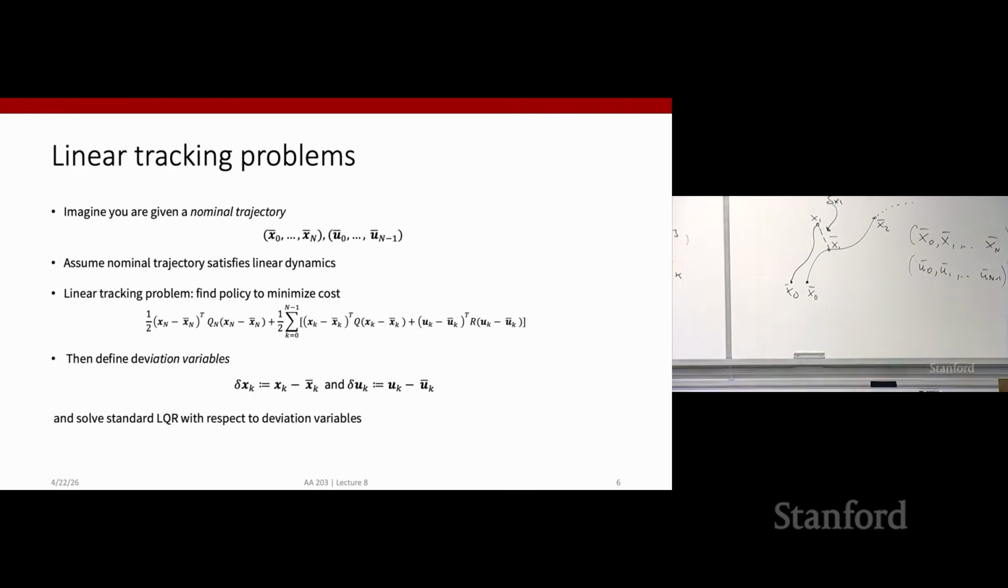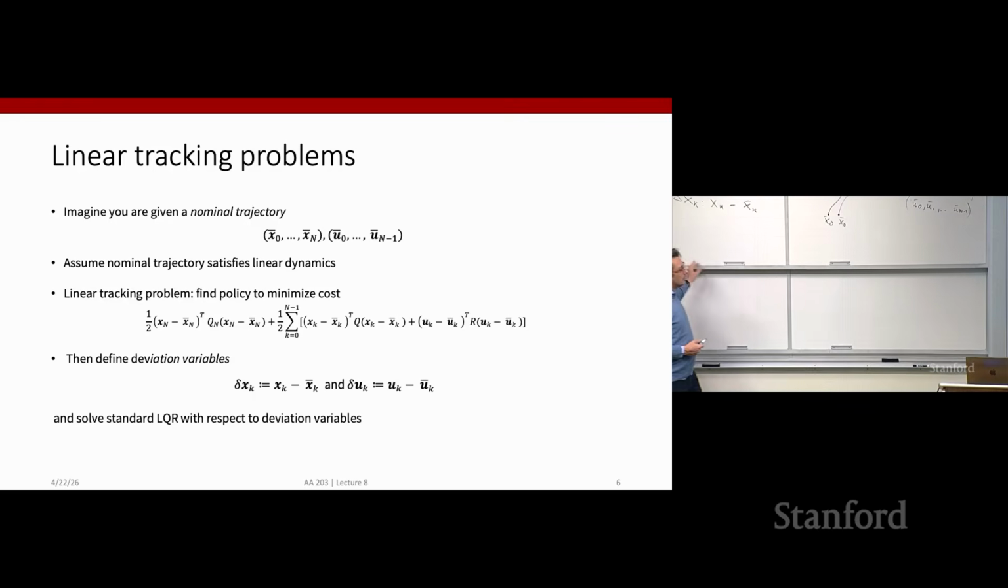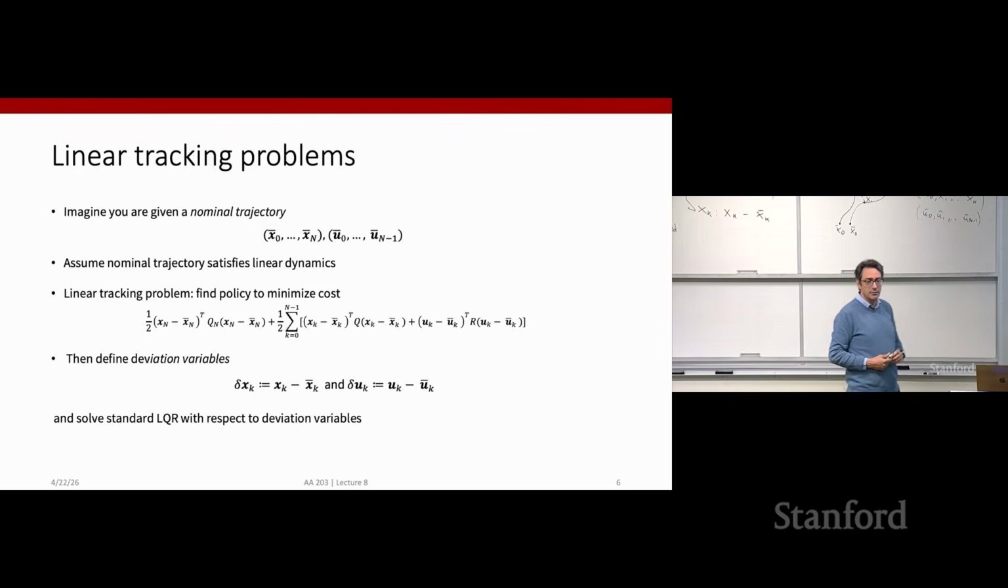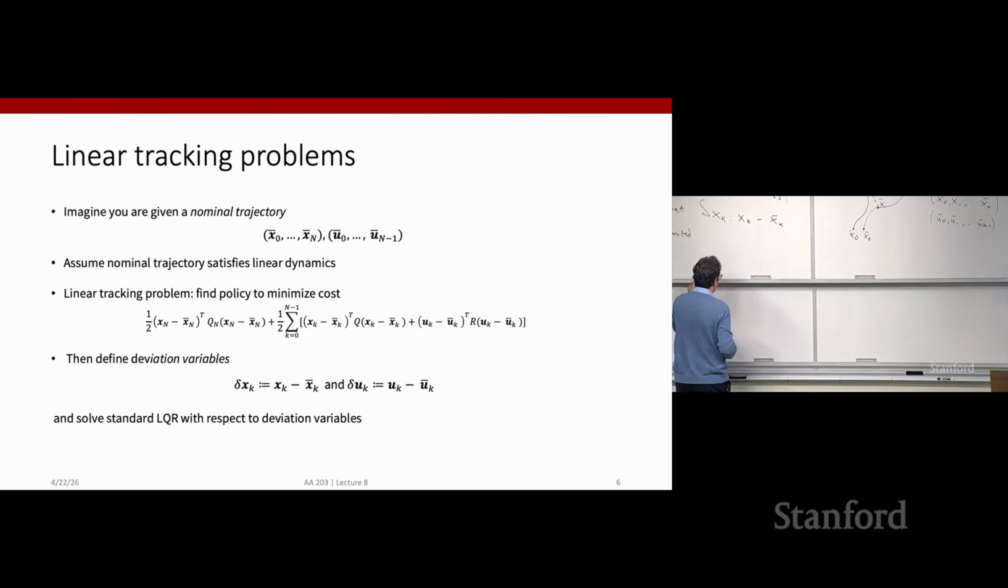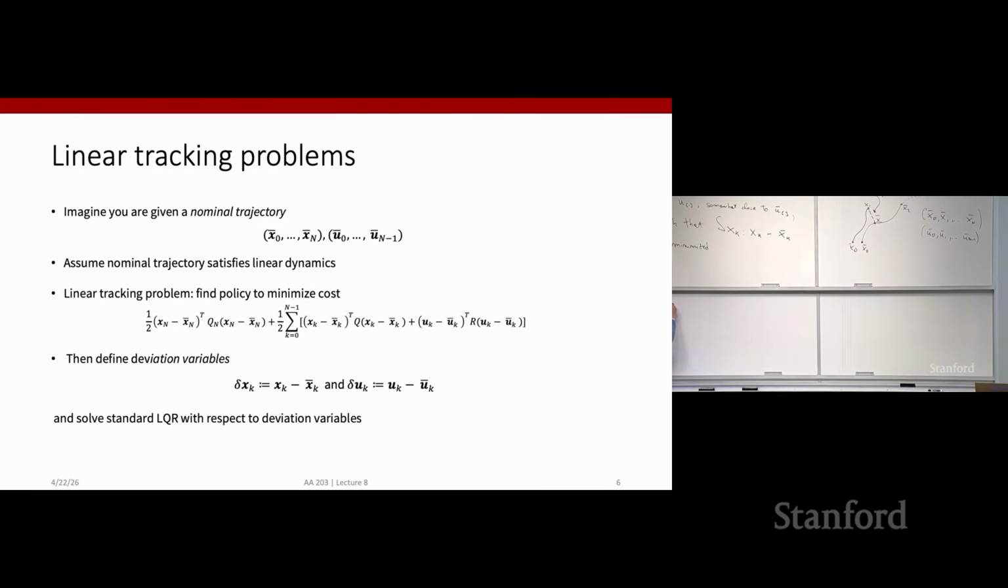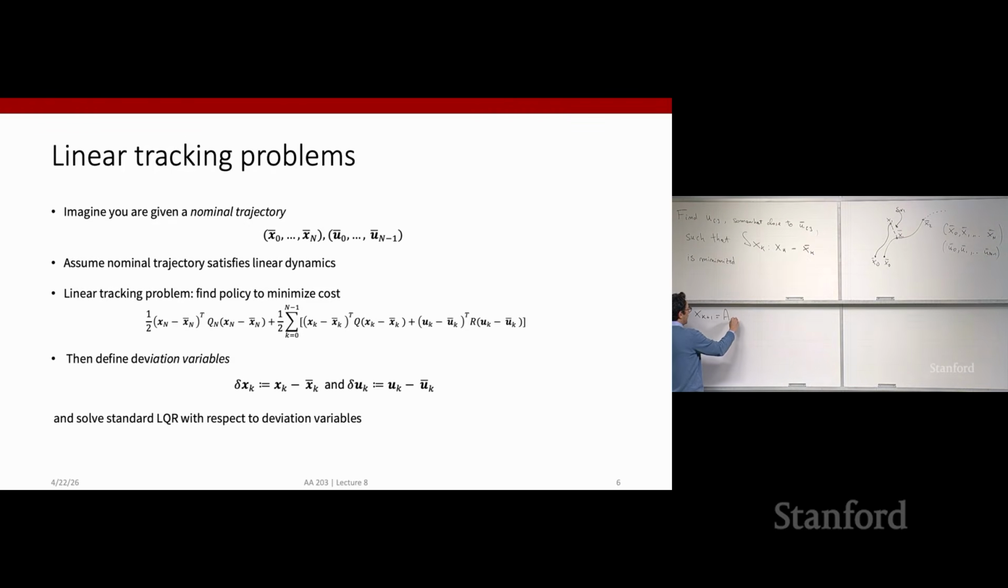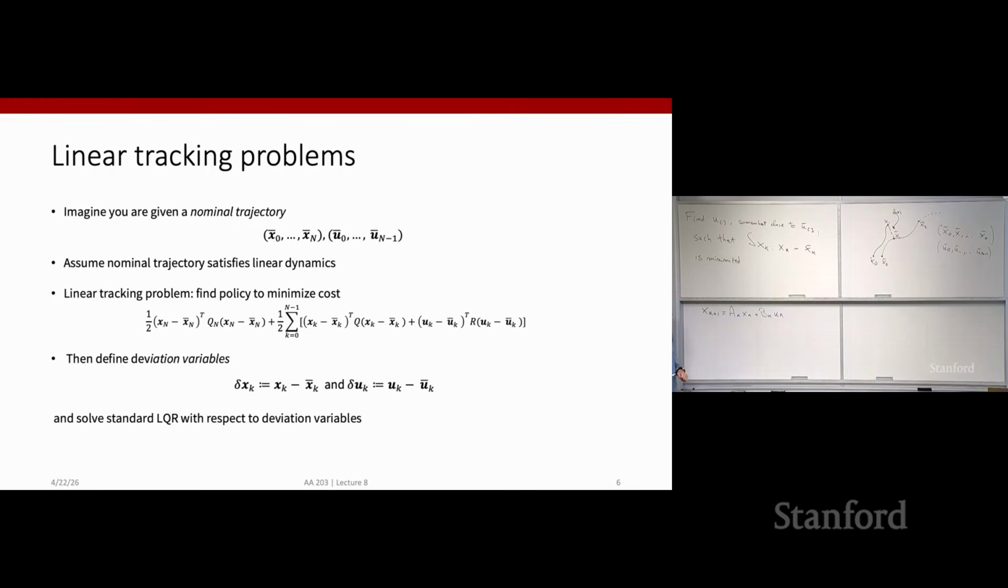So what can you do? Let's first look at the simplest possible case. Not too useful, but it allows us to scaffold intuition, whereby the underlying dynamics are linear. So x_{k+1} is equal to A_k x_k plus B_k u_k. Okay? So for now, we assume the dynamics are linear, time varying.